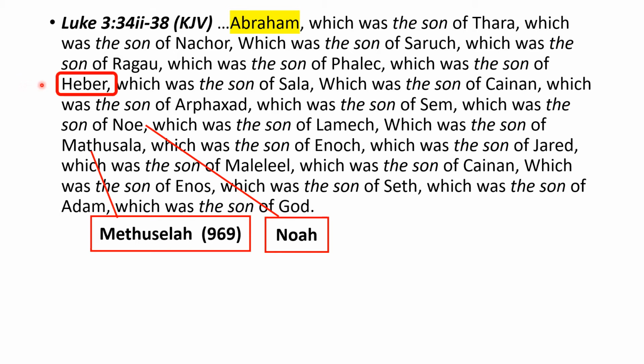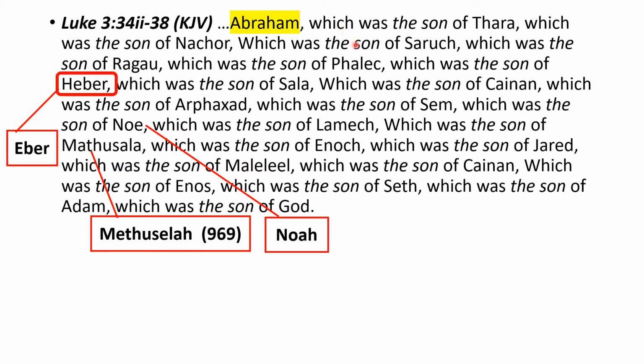Another notable name in the genealogy is Heber. If you look in Strong's Concordance, the word Hebrews is derived from Heber. Hebrews are the descendants of Heber. In the Old Testament, Heber is often translated as Eber.